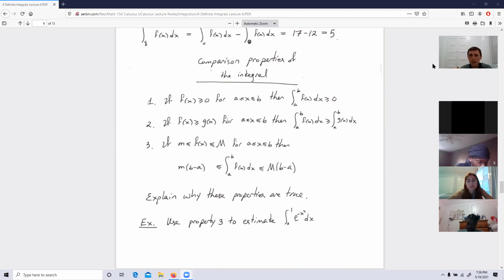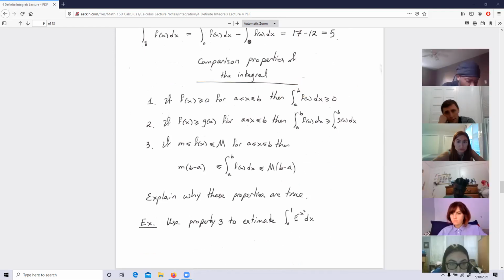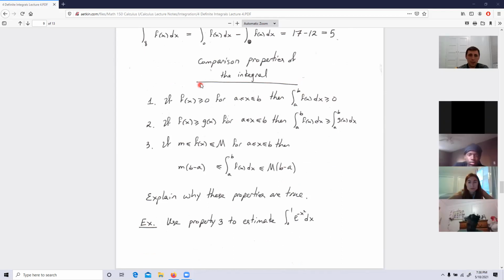So this was, I think, on the review for integration, guys, from the exam. I'm not sure if you watched it. So what happens here is those are some comparison properties. If the function is always positive over the interval from a to b, then of course adding up the rectangles will produce a positive sum, yes? So that's a pretty obvious property.